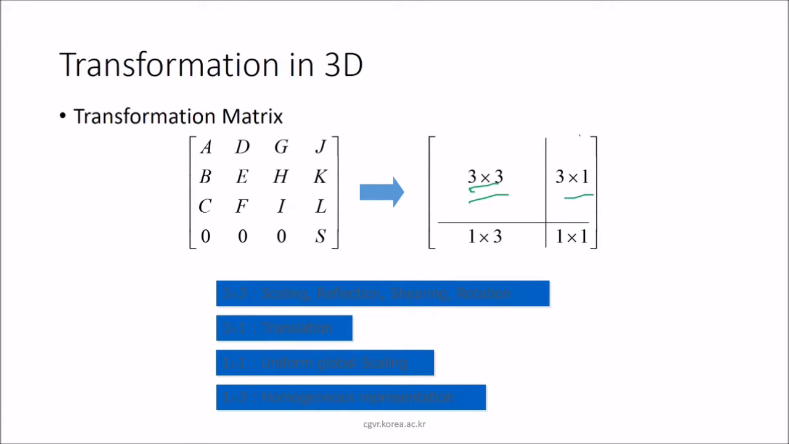In this one, this is for translation. Values or parameters for translation are placed here. And this is for your uniform global scaling, and this is your homogeneous representation, right? So these are all the transformations in 3D, in a nutshell, for the transformation matrix which you will employ.